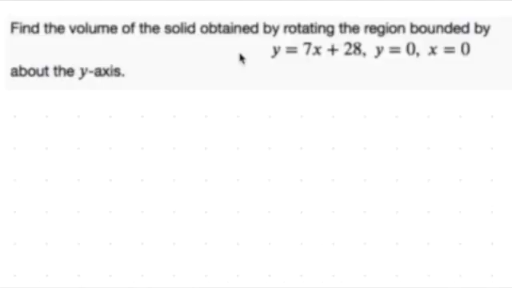Find the volume of the solid obtained by rotating the region bounded by y equals 7x plus 28, y equals 0, x equals 0 about the y-axis. So I think the first thing we need to do is be sure that we're clear on what we're actually trying to do and what it looks like.